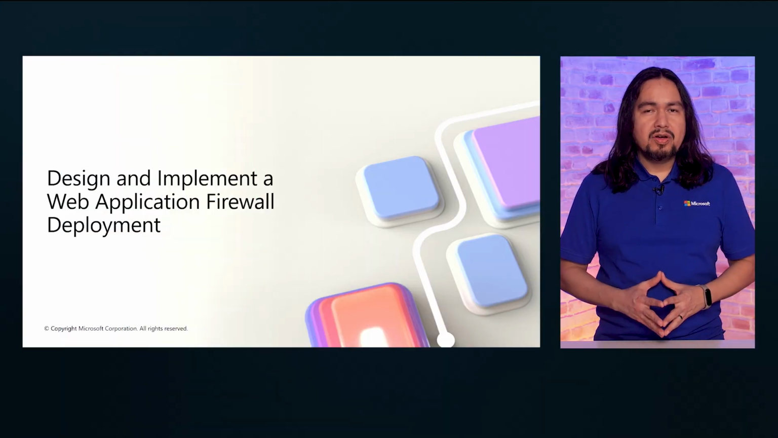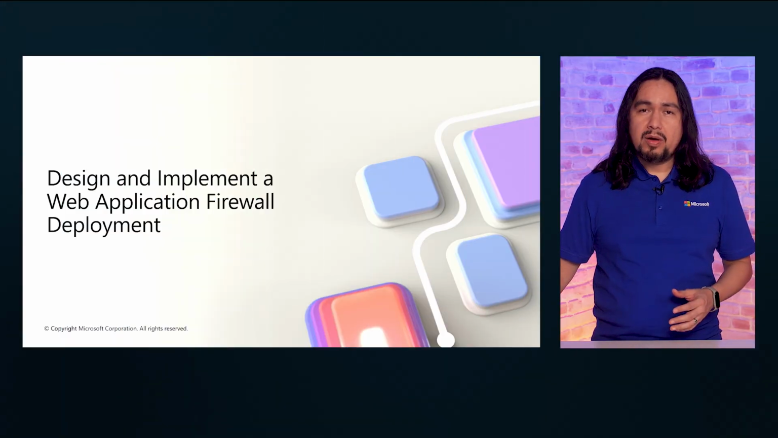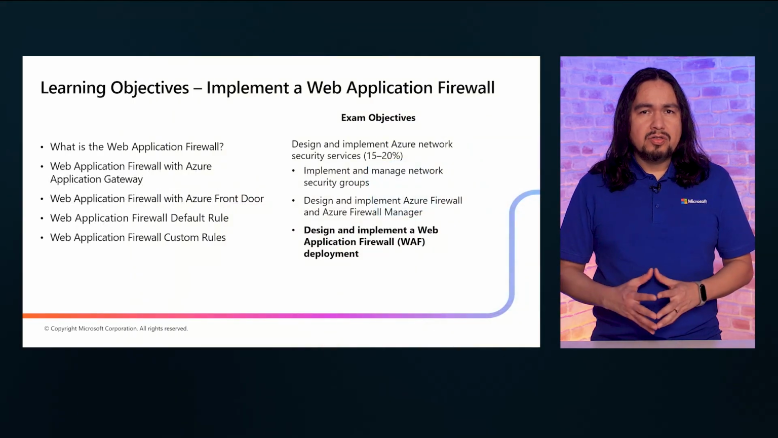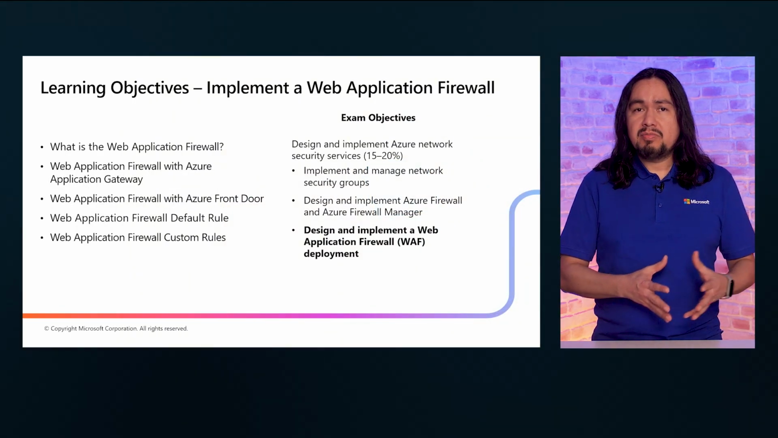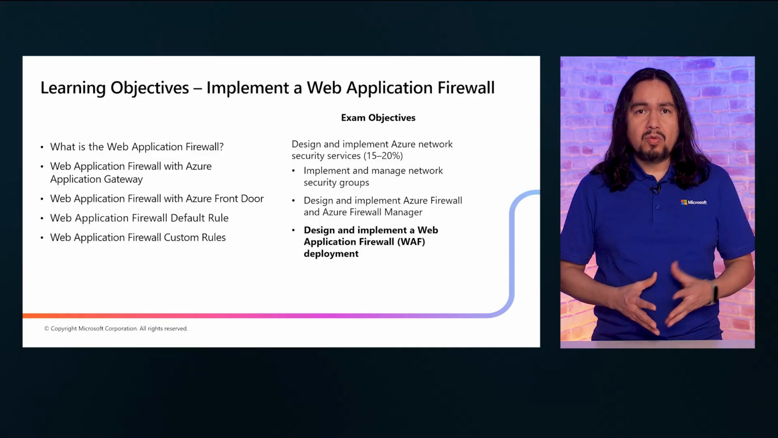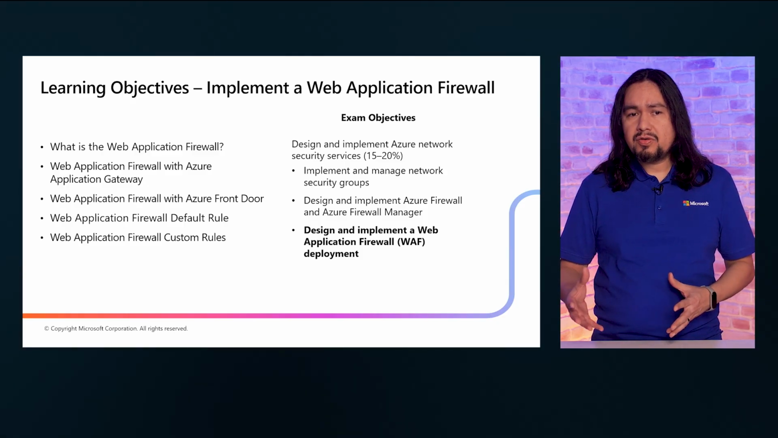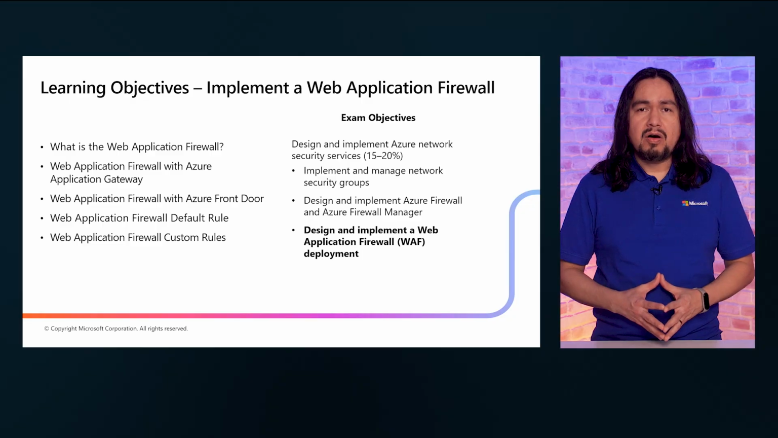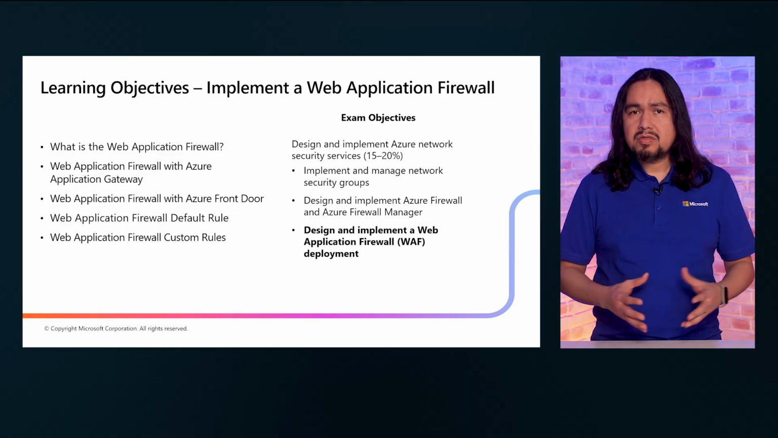In this section, we're going to talk about design and implement Web Application Firewall. We're going to talk about what it is, what is the implication to use Web Application Firewall within Application Gateway and Front Door, and we are going to talk about the default rule and the use of custom rules.